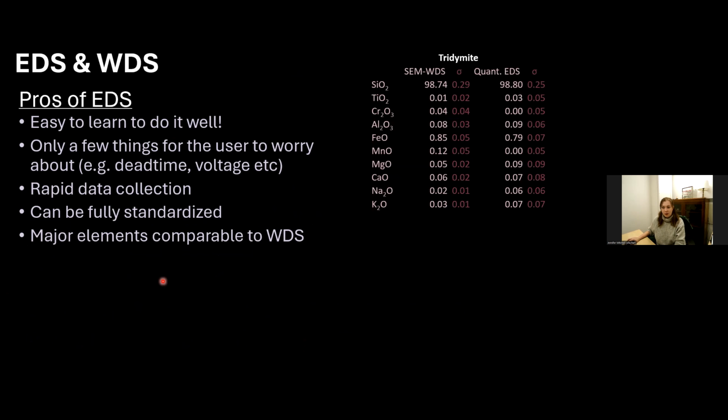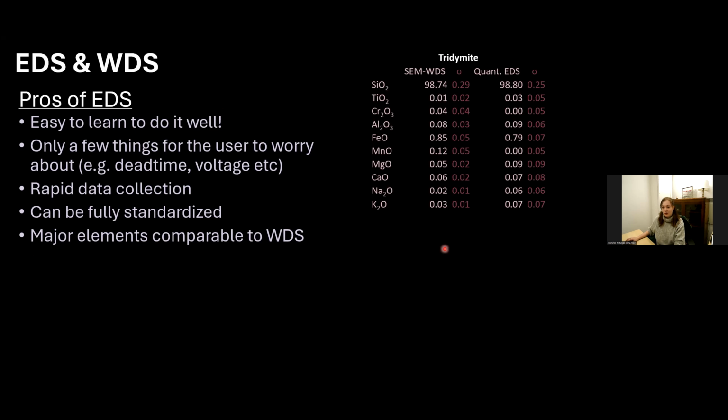Rapid data collection, super fast. You can set up things to run overnight and come out with sort of 500 data points without an issue. It can be fully standardized. And when it is fully standardized and it's calibrated appropriately, your major elements are completely comparable to WDS data. A lot of times people think that WDS is the be-all and end-all of composition analysis for electron microscopy. It's not. If you can do your major elements really well with EDS, save yourself some time, save yourself some money, and just do WDS on your trace elements.